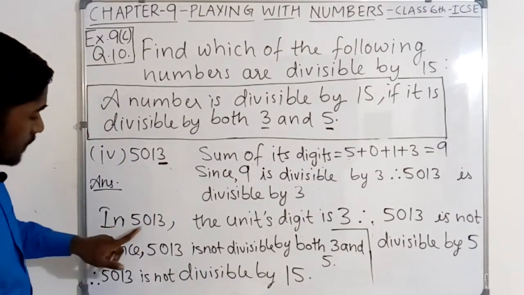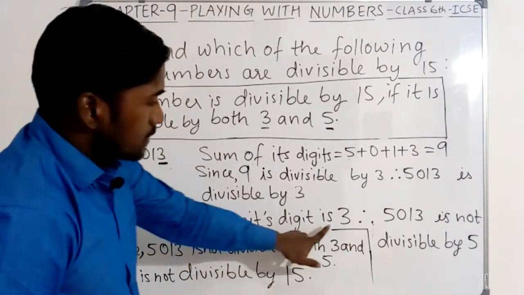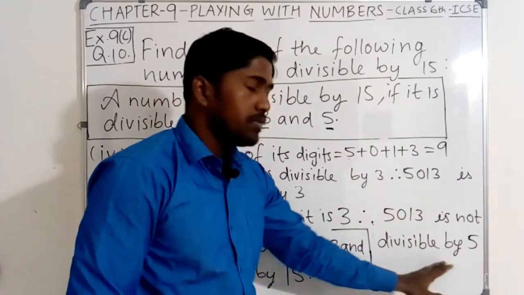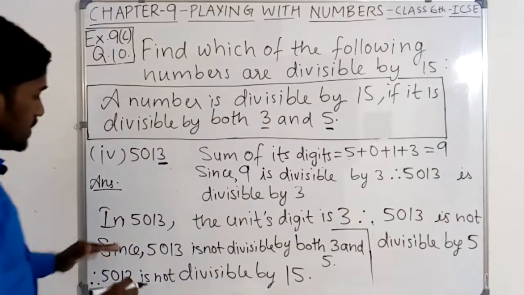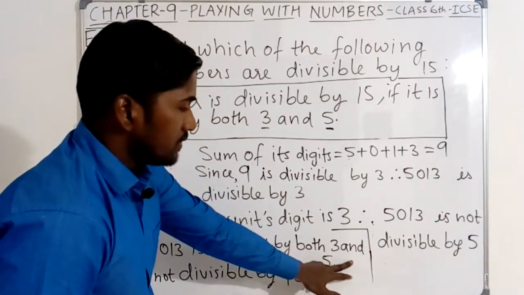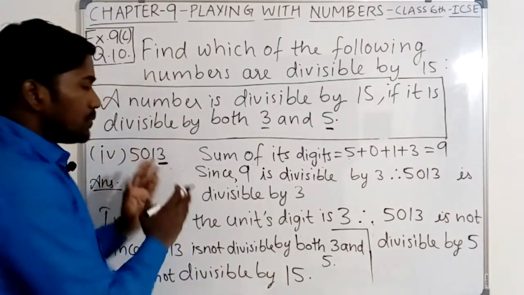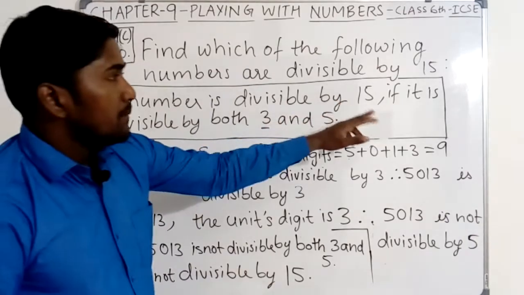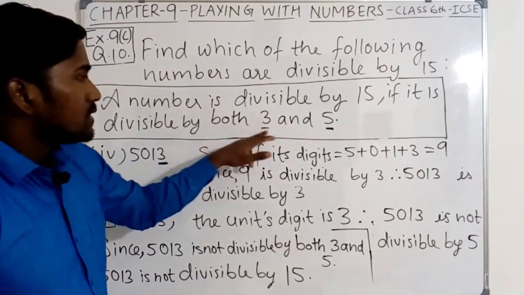See here, in 5,013, the units digit is 3. Therefore, 5,013 is not divisible by 5. Okay, so 5013 is not divisible by both 3 and 5. Here it is divisible by 3 but not divisible by 5. The condition is that a number is divisible by 15 if it is divisible by both 3 and 5.